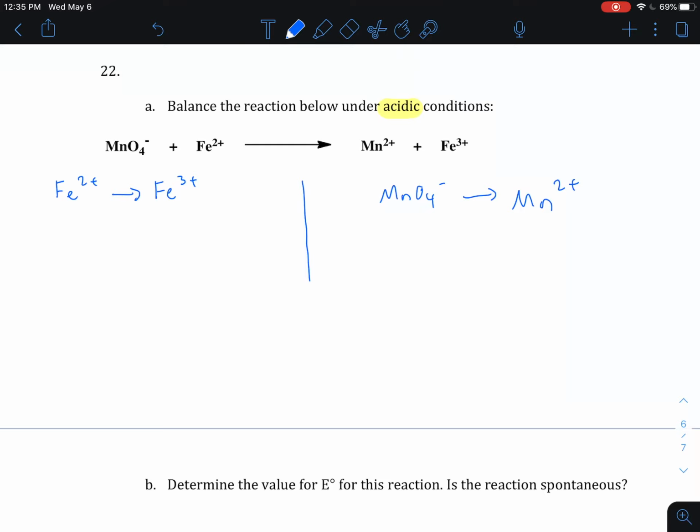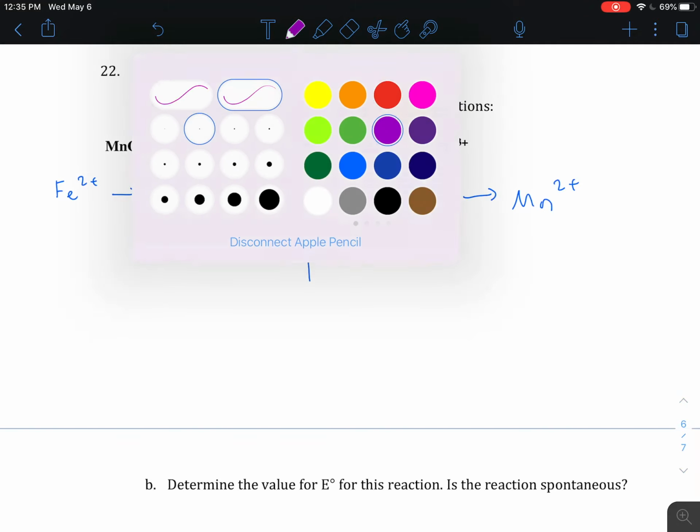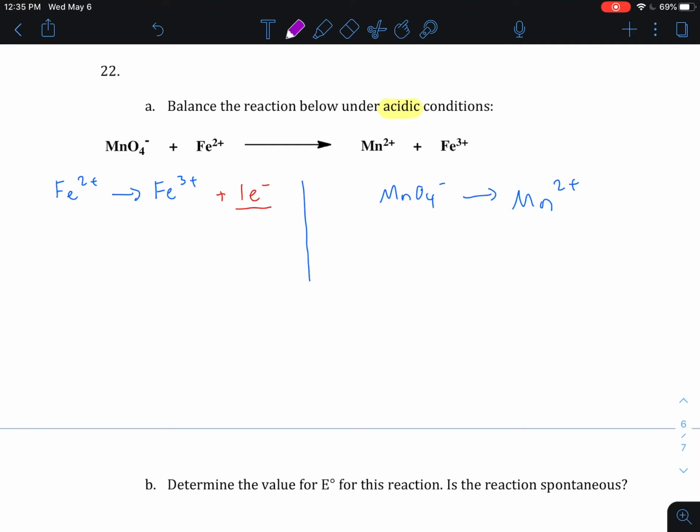And then I've got MnO4⁻ making Mn²⁺. Okay, let's do the one on the left first. That's the most straightforward. I just have to add an electron to the right-hand side to make the charges on both sides +2.